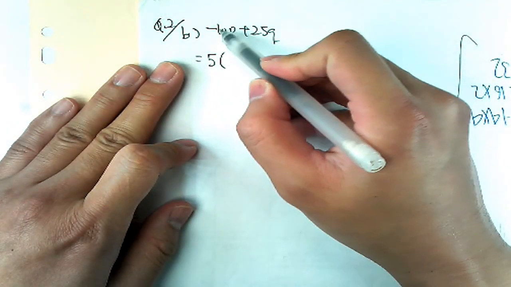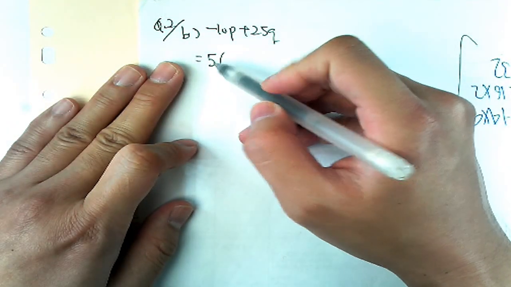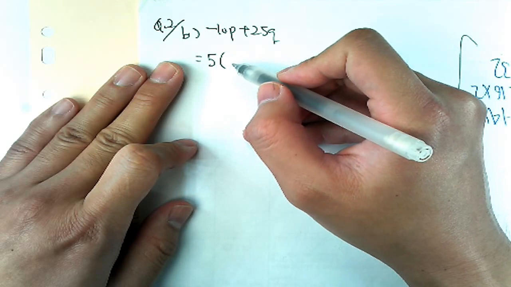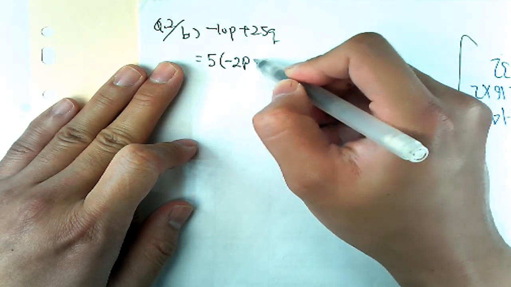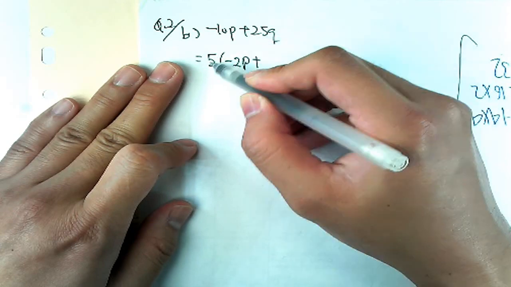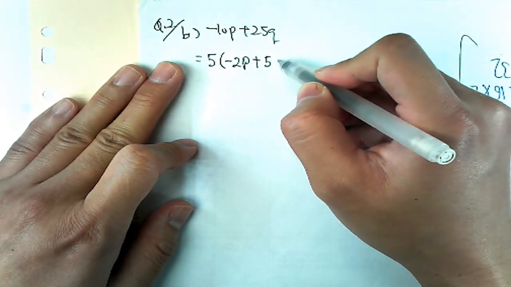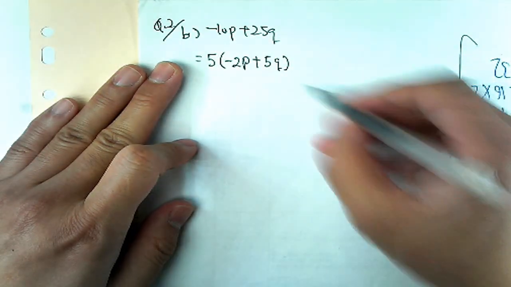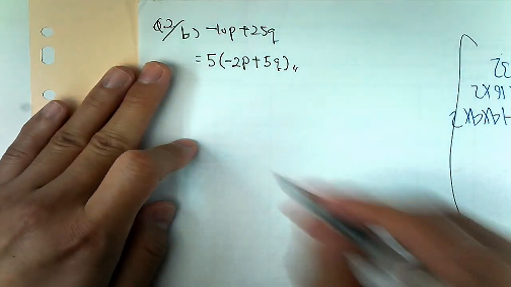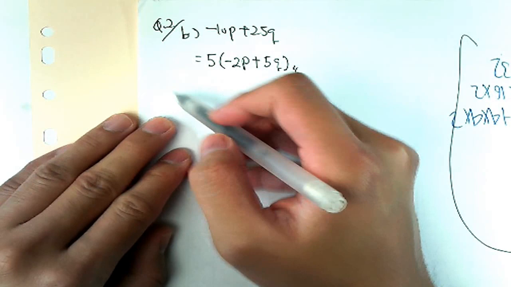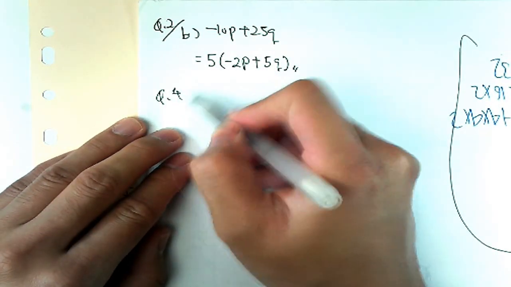For the 10, when you pull out a 5 factor, what remains? It should be 2, right? So minus, keep it, 2p, and then plus 25, pull out the 5 factor, still remaining 5. Understand? And this is it. And then keep going.